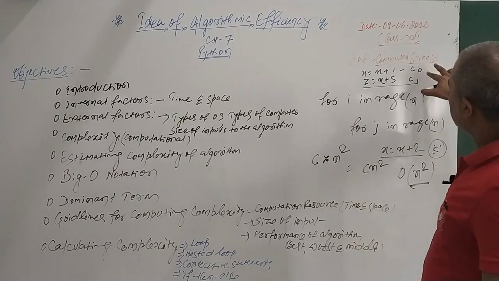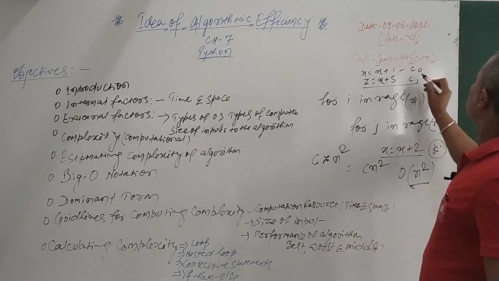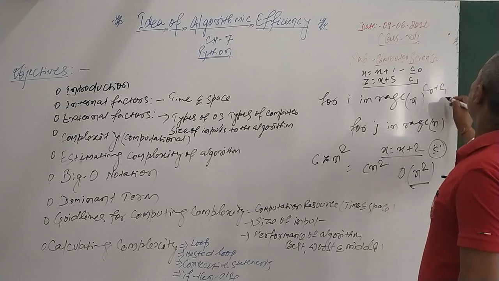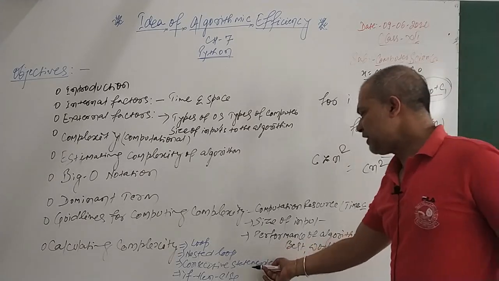So all the statements which execute consecutively, one after the other, if this is C0 and this is C1, then the total time is C0 plus C1. This will be the total time it takes to execute the consecutive statements.